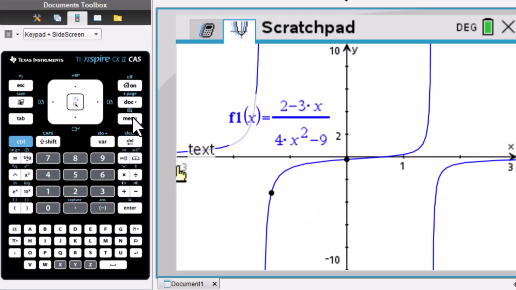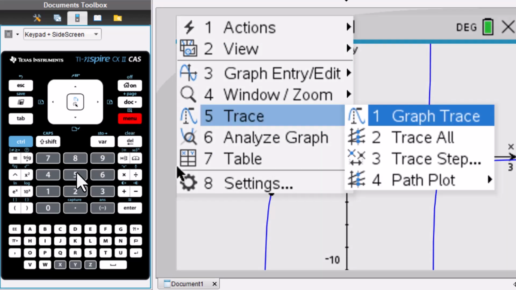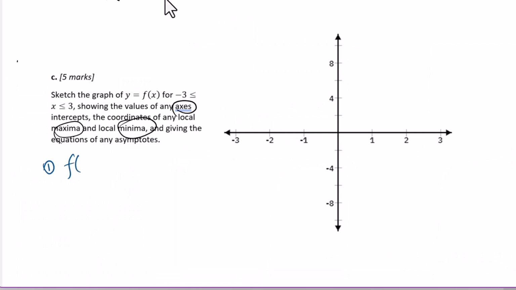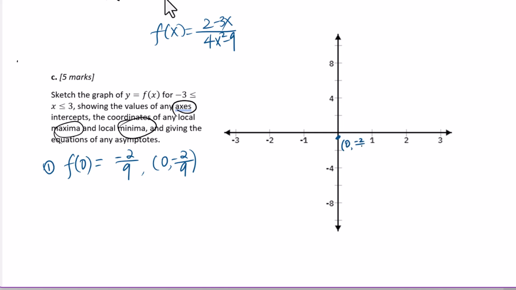Y intercept. Menu, 5. Enter. 0. Enter. 0, negative 0.222. We can calculate this y-intercept and x-intercept for these rational functions. So first of all, find the y-intercept. It's 0, negative 2 over 9. This is about negative 2, so just estimate over here and label 0, negative 2 over 9.